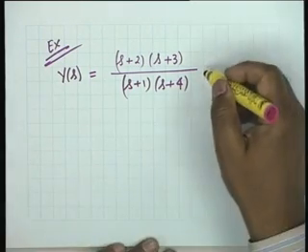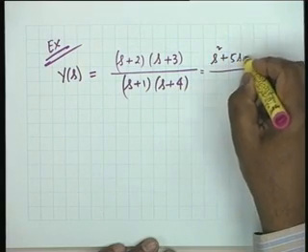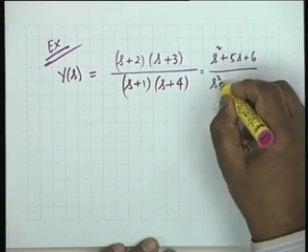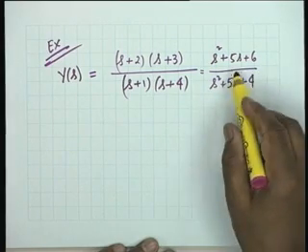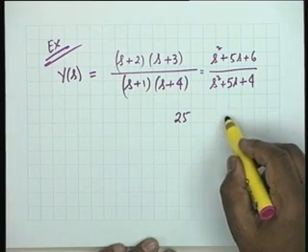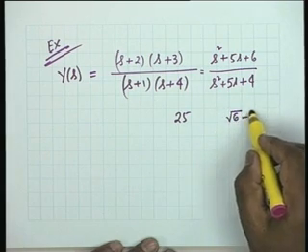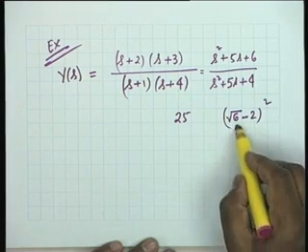But let us see whether it is positive real or not. s squared plus 5s plus 6, s squared plus 5s plus 4. a1 b1 is 25. Square root a0 minus square root b0, minus 2, whole squared. How much is this?